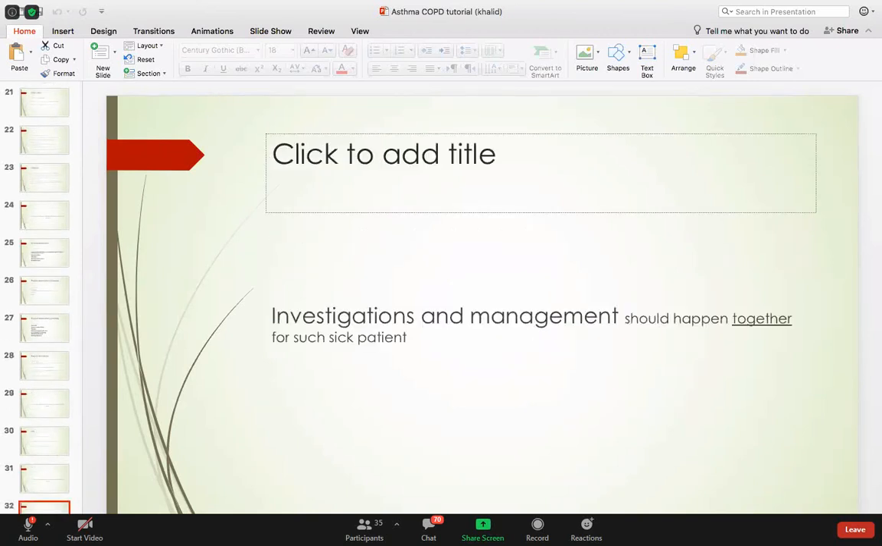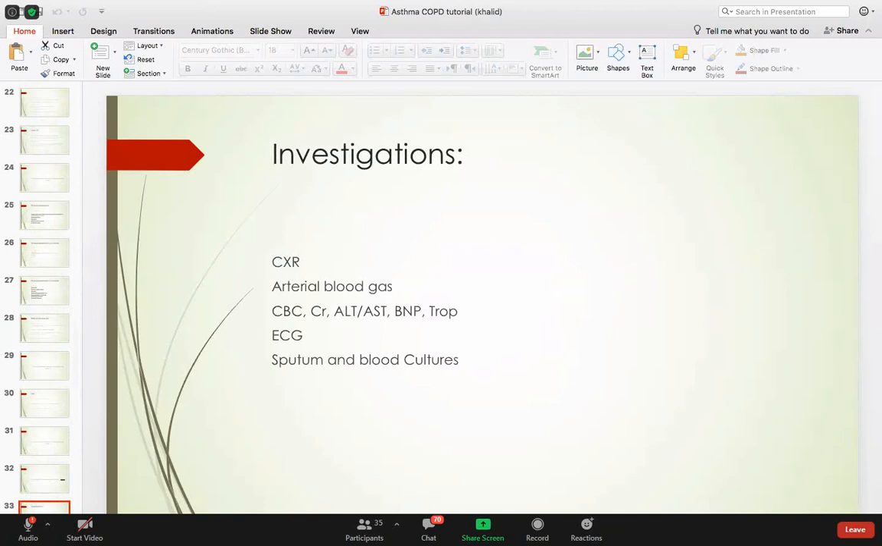Okay, investigation and management should happen together. He is a very sick patient, okay? Okay, so investigation, sorry, I jumped the gun here, but we'd like to do a chest X-ray. What are we looking for in the chest X-ray, guys? Tell me. The nurse is asking you.